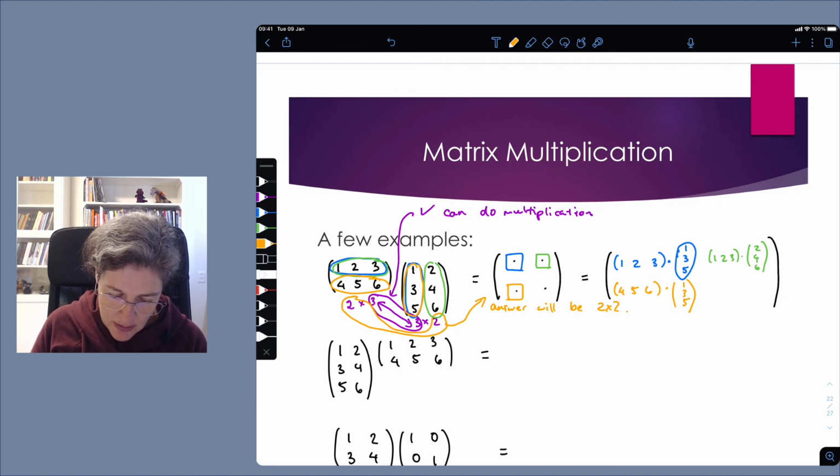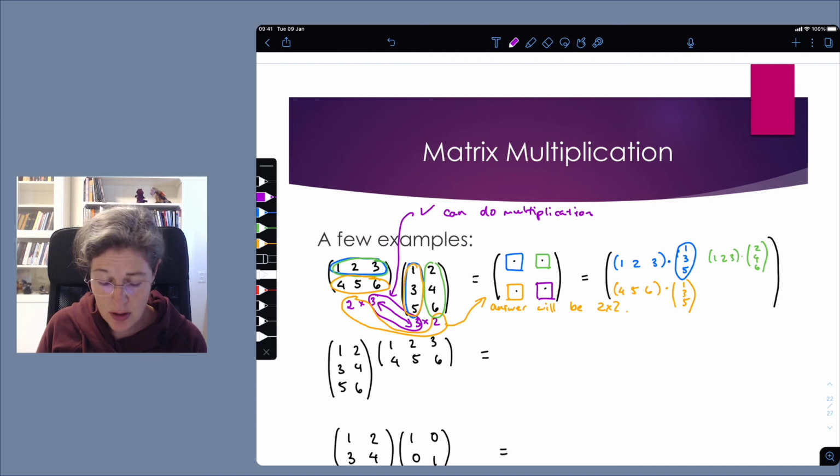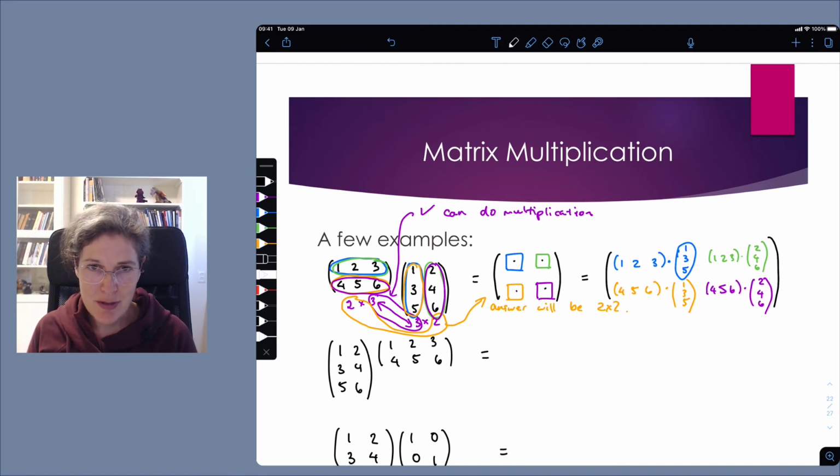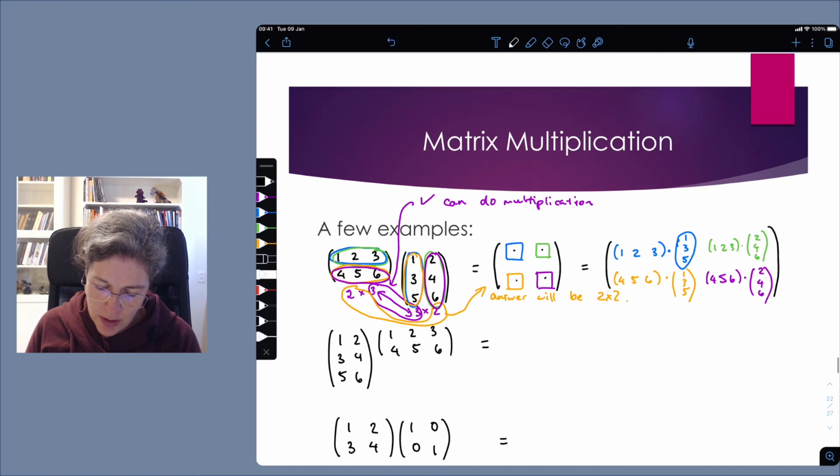And we finally need our last entry, which is second row, second column. So it's going to take second row, second column. So that's going to give me 4, 5, 6 dotted with 2, 4, 6. So as you get more experienced, you won't be working through in all this gory detail, but I wanted to show you exactly what it looks like. So let's carry on working here.